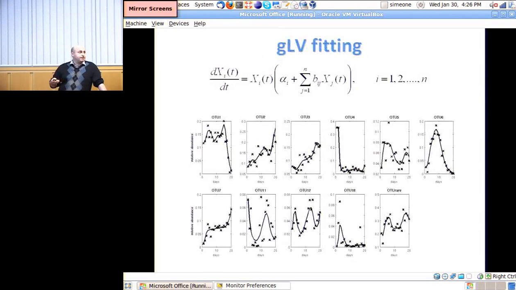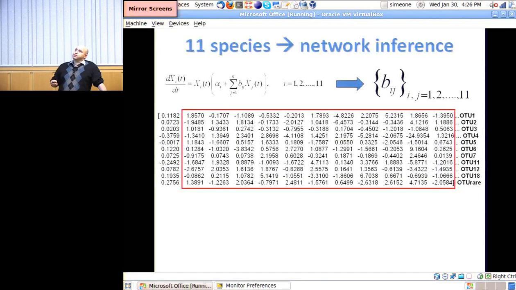Obviously, we are overfitting. We have a lot of parameters that could be neglected. But in general, it worked, at least for this mouse. Now, okay, now what are we going to do? Well, let's look at the estimated parameter values. Here, this column is the alpha, the intrinsic growth rate, and this is the square matrix of the Bij. Those are the interactions between communities. This is the result of one of the fittings.